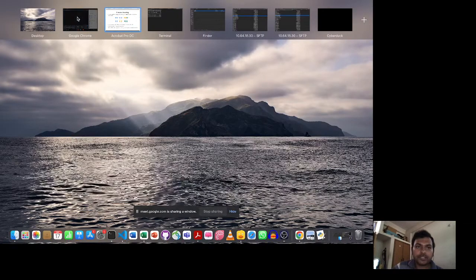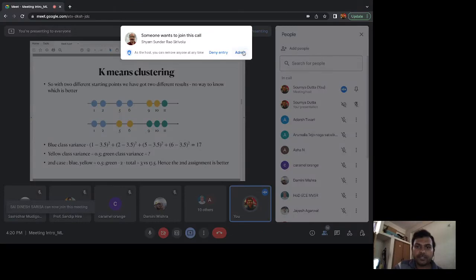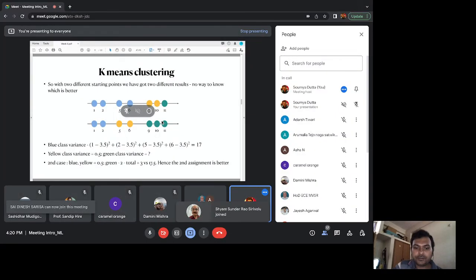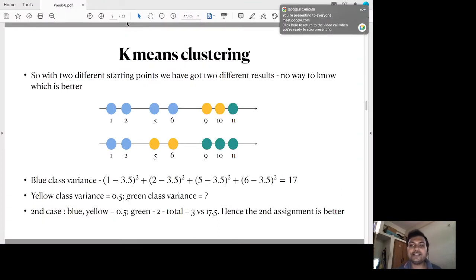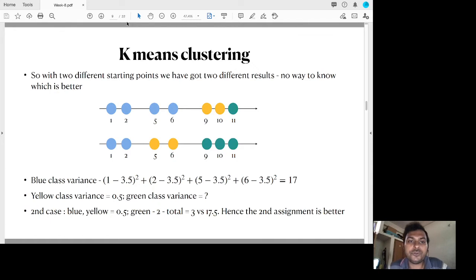Now, how do we understand whether my k-means algorithm is performing at least well? That's the one thing, and also this gives us a handle on how to select the value of k. So with two different starting points, we have got two different results. The first one is basically the wrong assignment, the second one is basically the correct assignment.